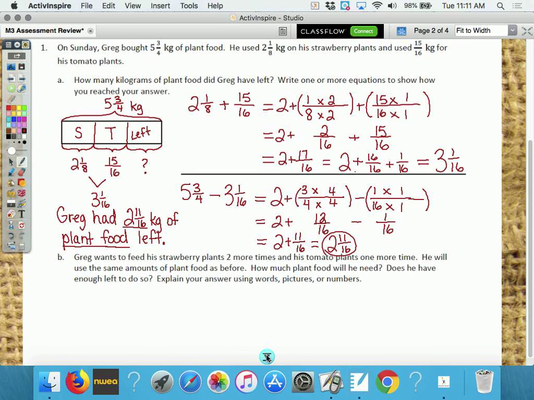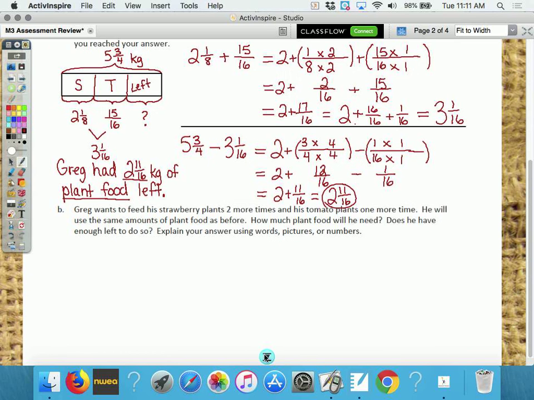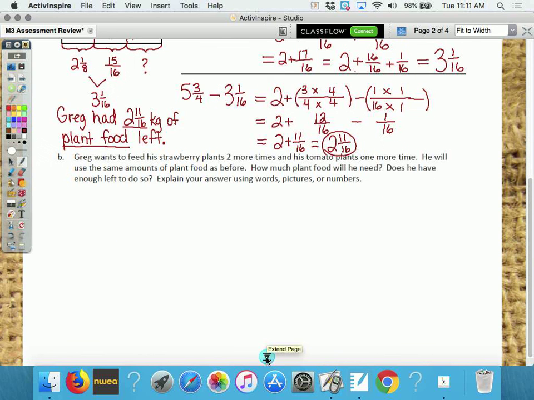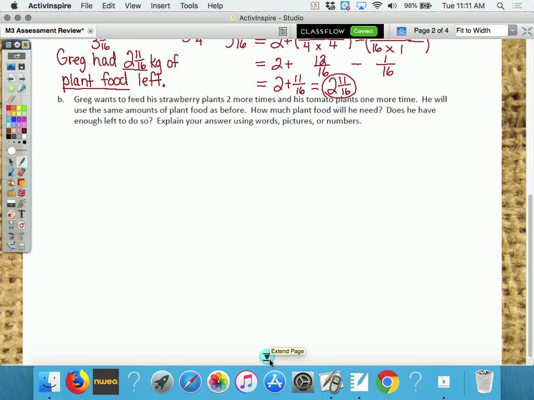Let's go down to the next problem. Okay, it says Greg wants to feed his strawberry plants 2 more times and his tomato plants 1 more time. He will use the same amounts of plant food as before. How much plant food will he need? Does he have enough left to do so? Explain your answer using words, pictures, or numbers.